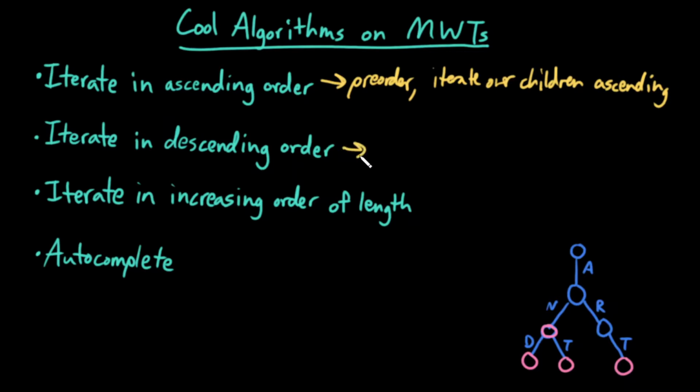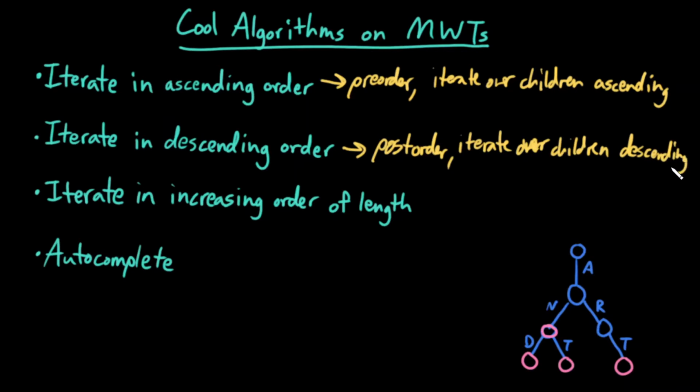Similarly, I can iterate over the words in descending order by doing a post-order traversal, where at any given node, I iterate over its children in descending order. So I do a post-order traversal, but for example, at this node, I can either take the N or the R route. I would iterate over the children in descending order this time. So I would go R first and then N.